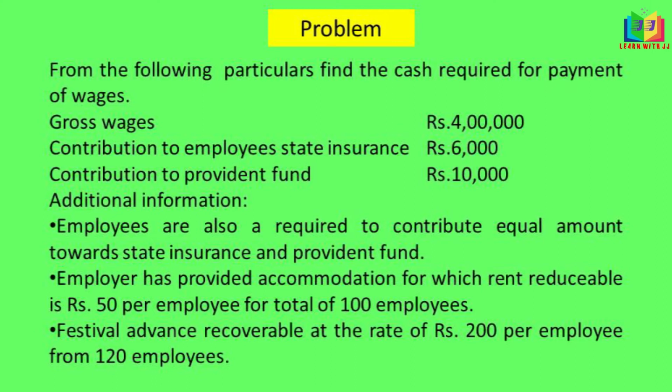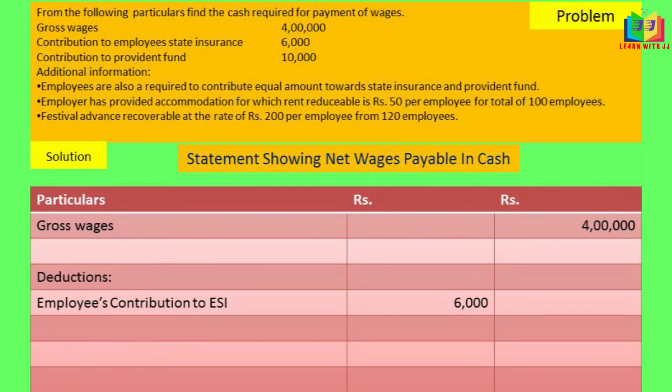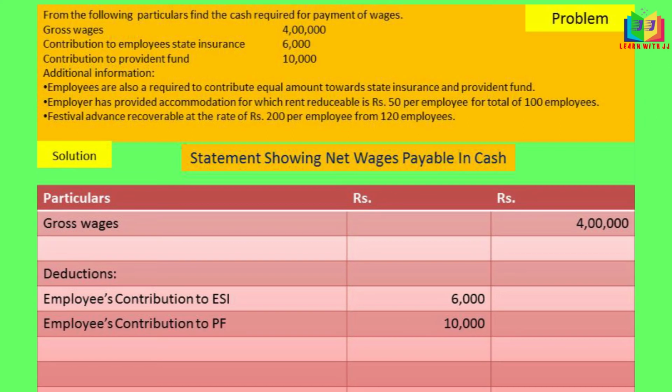Okay, the gross wage to be paid to the employees is 4 lakh. So that 4 lakh is required for making cash payment. So we will write that. The other thing we don't need; the 4 lakh is the only amount we require for making payment, and from that we have to subtract the contribution of the employees towards ESI and PF. So here we have contribution to employee state insurance 6,000, and we have to write it here, and next contribution to provident fund 10,000, that also we have to write here.